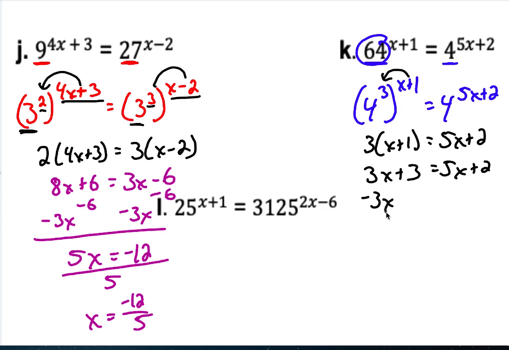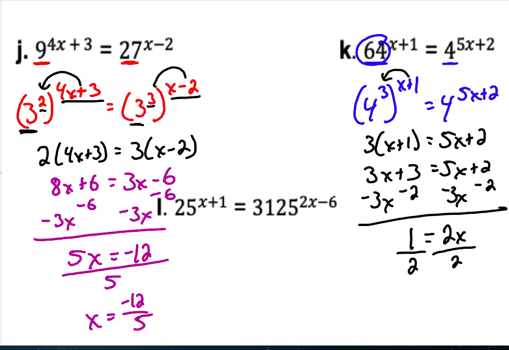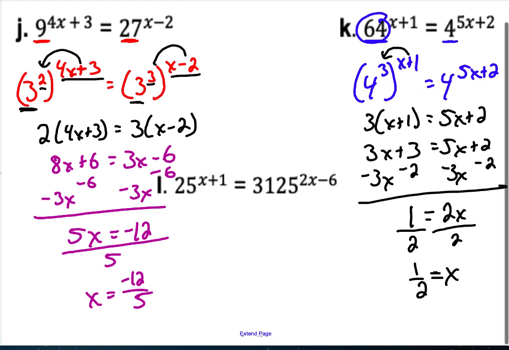So I'm going to move my x's to the right. I'm going to move my constants to the left. And I get 1 is equal to 2x divided by 2. And 1/2 is equal to x. So make sure you're showing all the work you normally would as you're solving your equations.